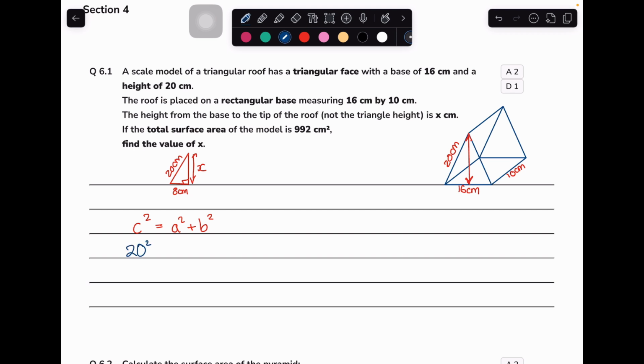So I know that 20 squared is equal to 8 squared plus b squared. So I'm going to subtract the 8 squared: 20 squared minus 8 squared equals b squared. And then I can square root both sides, so the square root of 20 squared minus 8 squared equals b. And so we find that b is going to be equal to 18.33 centimeters. You could round that to 18.3 centimeters.